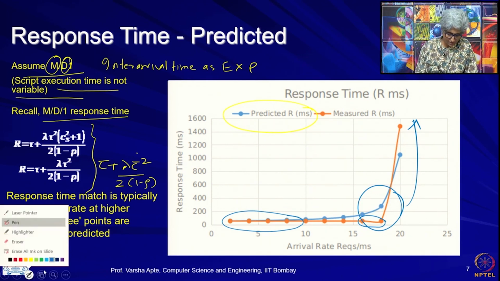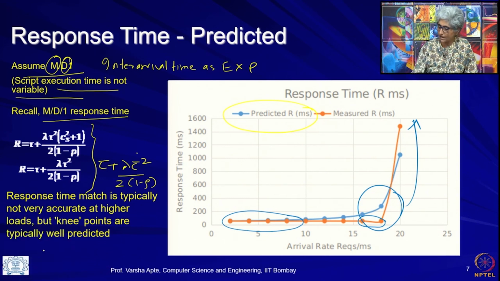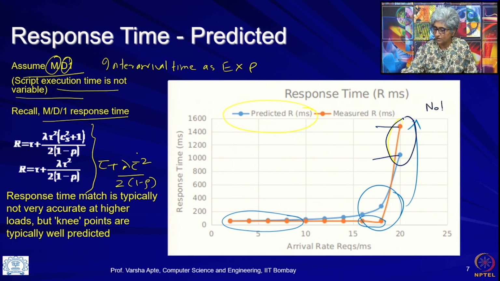The strict match may not be that accurate at the higher level. This part for example is not, there is obviously a big gap here, but these are not preferred regions of operation anyway.